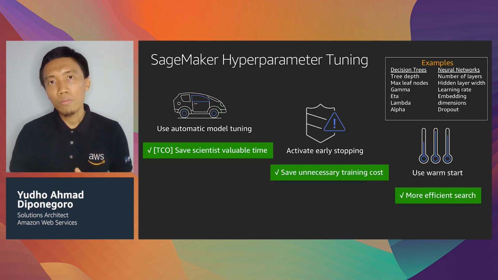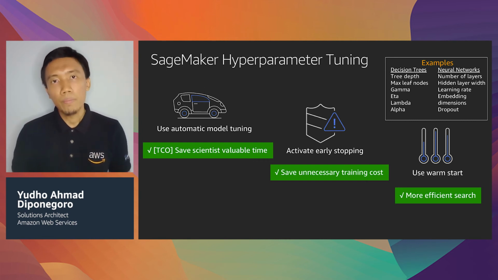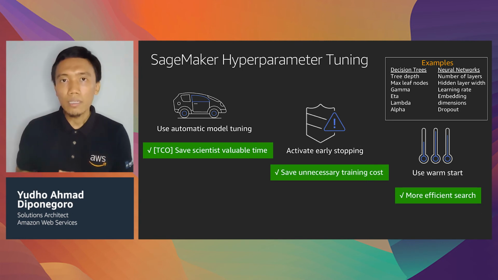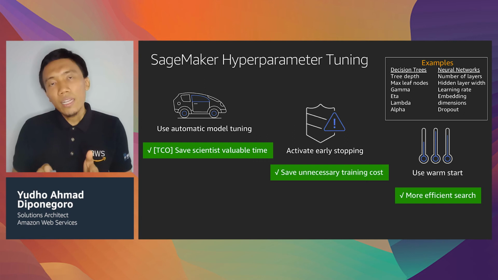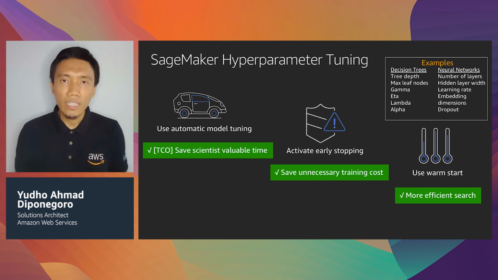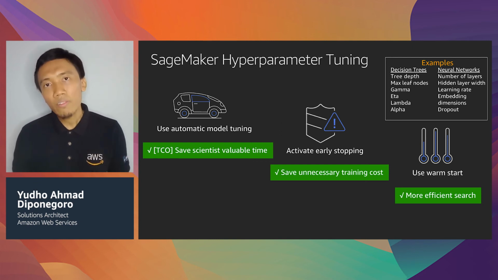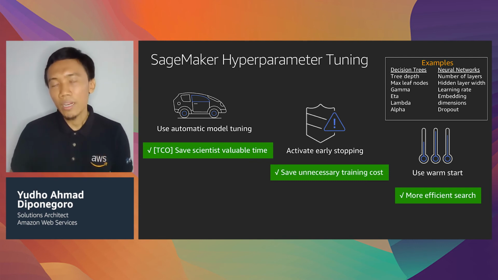Hyperparameters matter when we run machine learning training, especially on deep learning. Things like optimizer, mini batch size, and other parameters can really affect the quality of the predictions. And finding the right hyperparameter value can potentially eat up the valuable time of our data science team because it involves trial and errors that can actually be automated using SageMaker Hyperparameter Tuning.